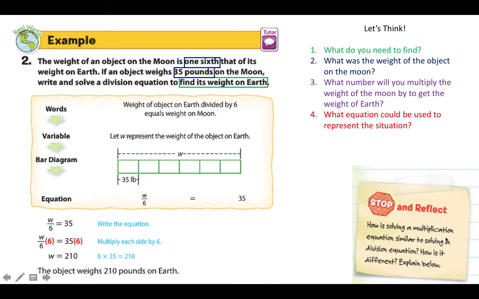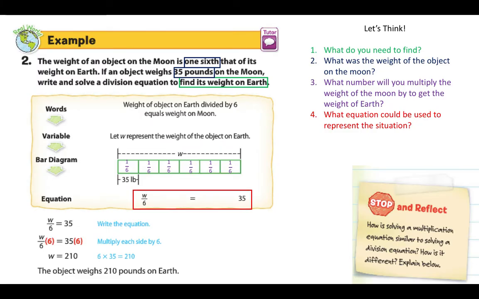All right, so let's stop and reflect here for a second. How is solving a multiplication equation similar to solving a division equation? And how is it different? Well, they're similar in that we do the same thing on both sides. We use the property of equality, whether it's multiplication or division.